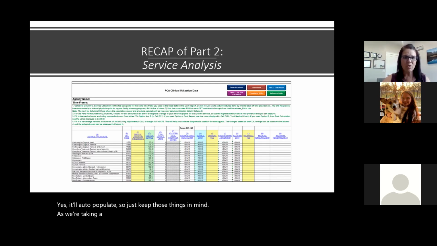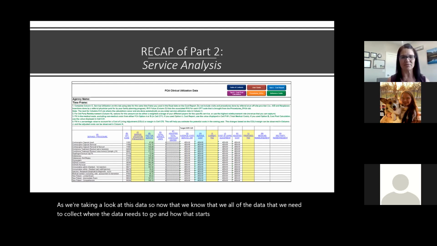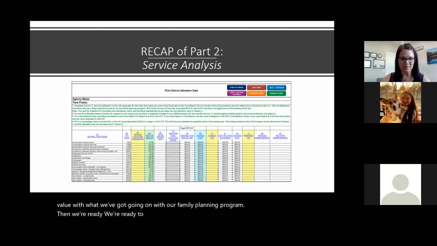So now that we know all of the data that we need to collect, where the data needs to go, and how that starts to reflect the volume to value with what we've got going on with our family planning program, then we're ready. We're ready to set our sliding fee. So let me switch back over here to our PowerPoint.